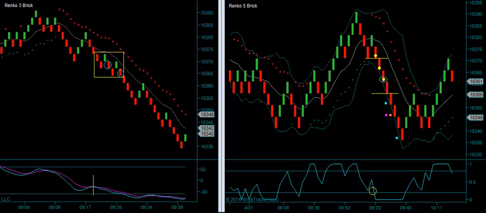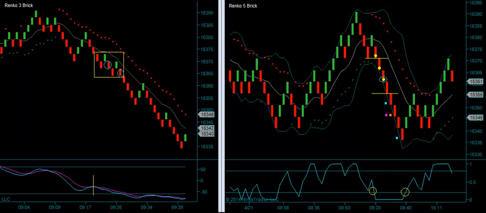So in this case, do we have 5 consecutive red bricks from the last system trade? We're looking for red because we're in a sell. So let's start counting from the yellow dot, blue circle. 1, 2, 3, 4, 5. Do we get a break of the extreme indicator back above the lower extreme line? Well, let's take a look. Yeah, that happens at the yellow circle.